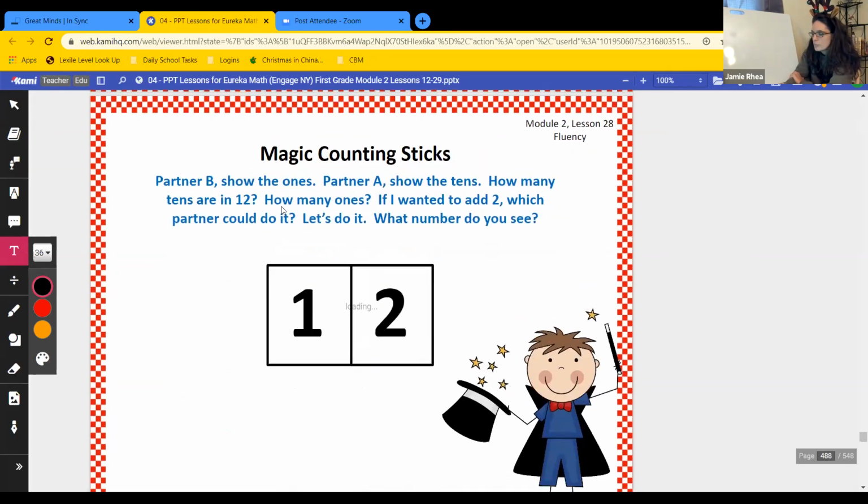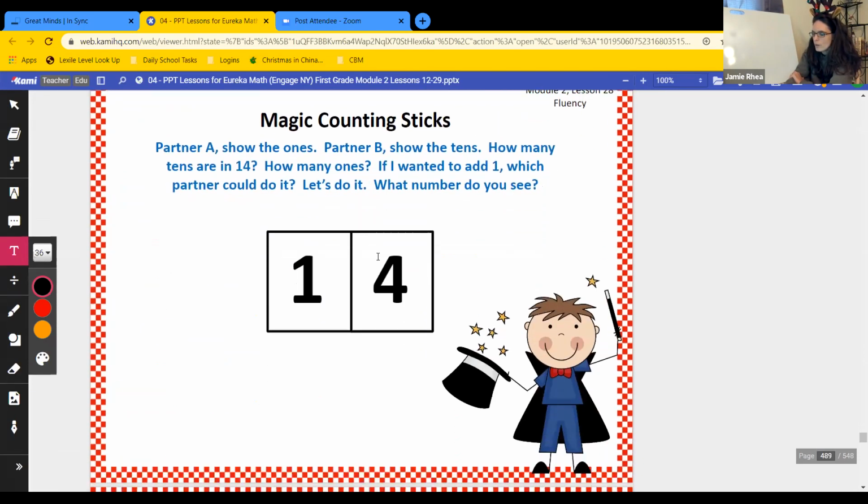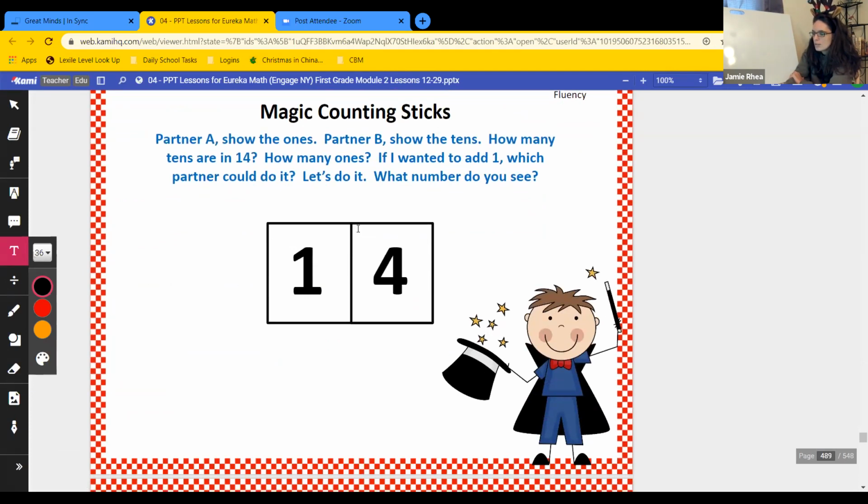Let's look at another one. What's this number? 12. If I say it the say 10 way, 10, 2. If I ask you how many tens, 1 10. If I ask you how many ones, 2 ones. 1 10, 2 ones make 12. How about 14 the say 10 way? 10, 4. I have 1 10, 4 ones. 1 10, 4 ones make 14.